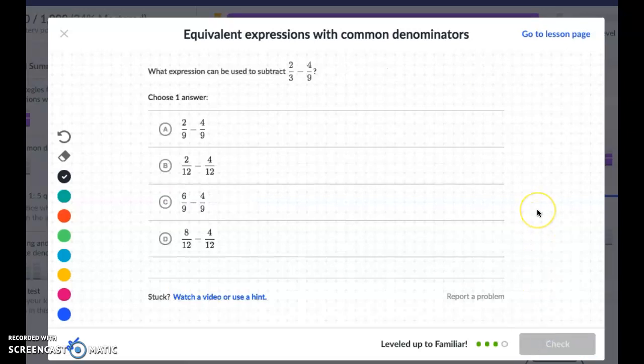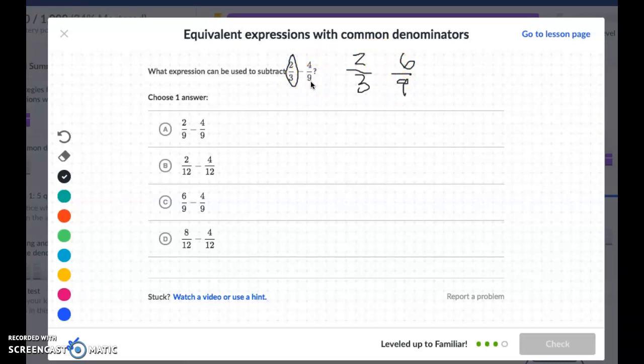What expression can be used to subtract 2/3 minus 4/9? Again, the first thing that we need to do is find that common denominator. In this case, I can take my 2/3, and I know that 3 times 3 is 9. So I can just keep it in ninths. 3 times 3 is 9, 2 times 3 is 6. So I'm going to change this first fraction to 6/9, take away 4/9.